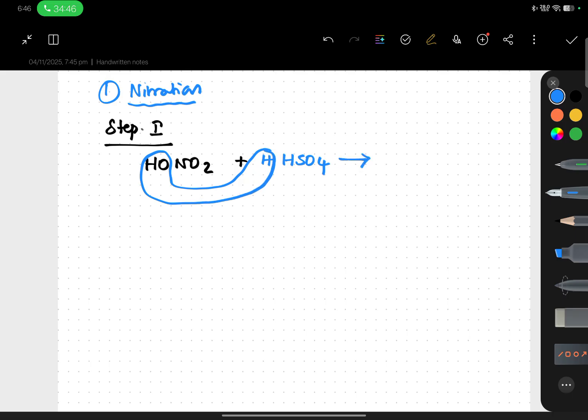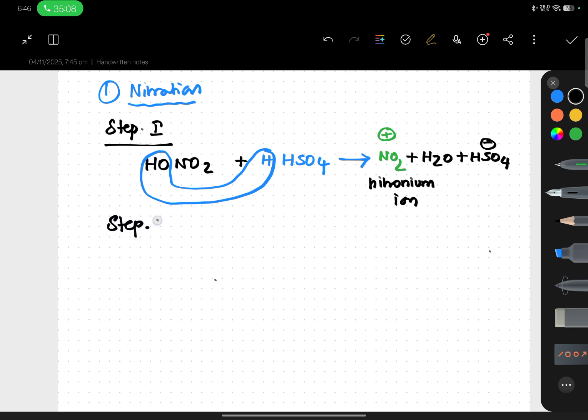So they both react together and form H2O plus HSO4 minus. So what is left over? NO2 plus. So the name of the electrophile is nitronium ion.